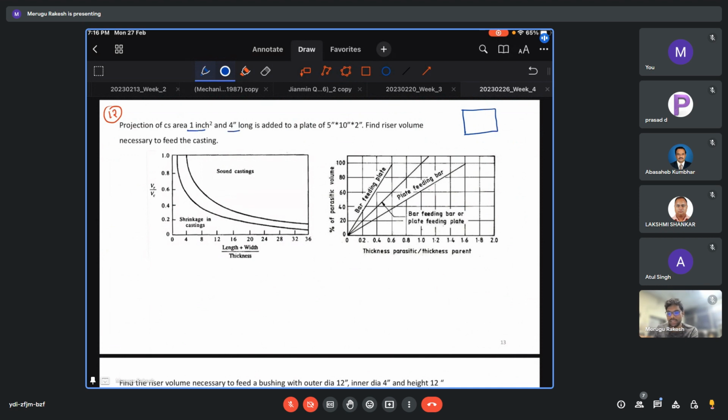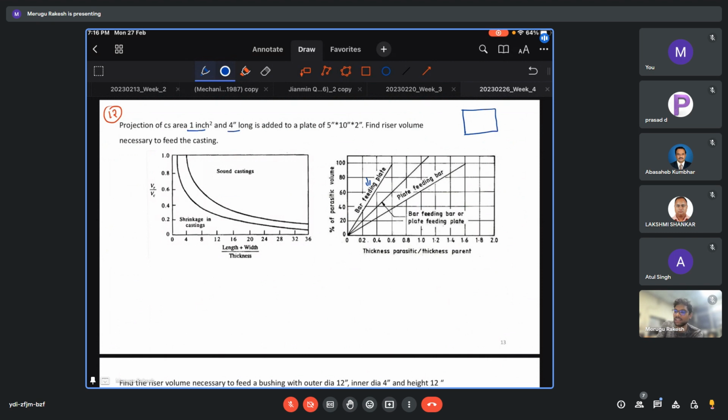In this question we have that appendage value as a cross section of 1 by 1 inch and 4 inches long. So this comes under what you can say is a bar. It's the bar feeding the plate. So we have different things: bar, plate, or bar feeding, bar or plate feeding, anyone in between.